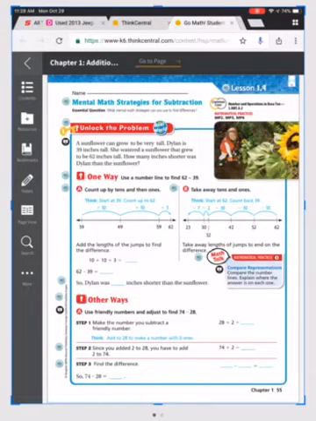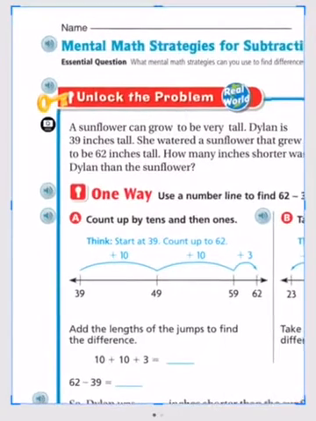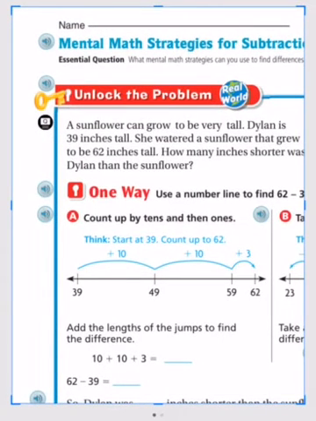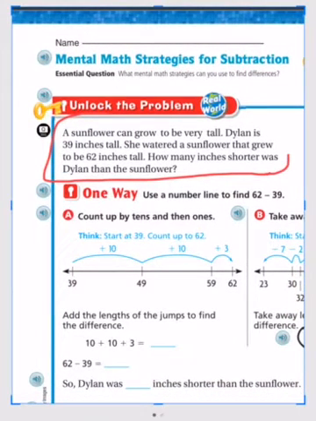Today we are on lesson 1.9, Mental Math Strategies for Subtraction. It's on page 55. And we're going to start with unlock the problem, as we always do. And we're right up here. I'm going to read this paragraph. Once I shrink it down, there we go.